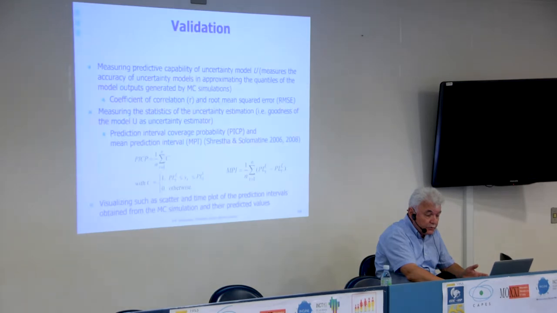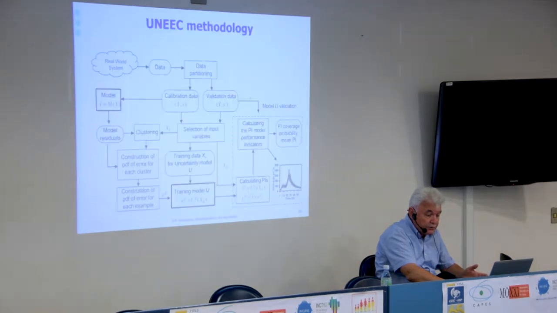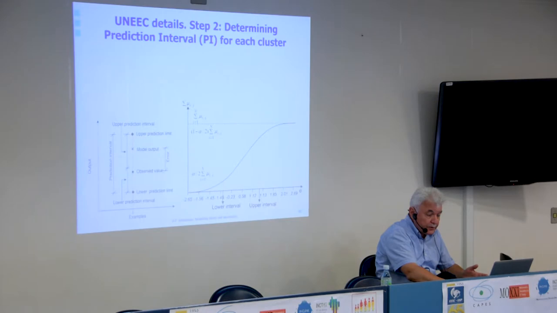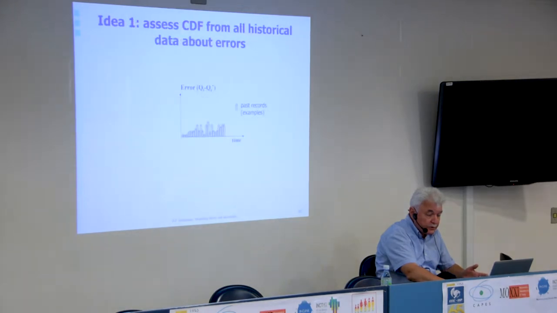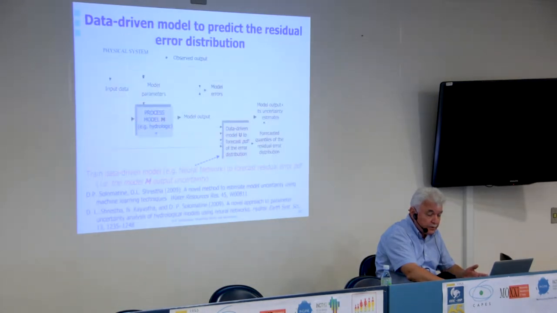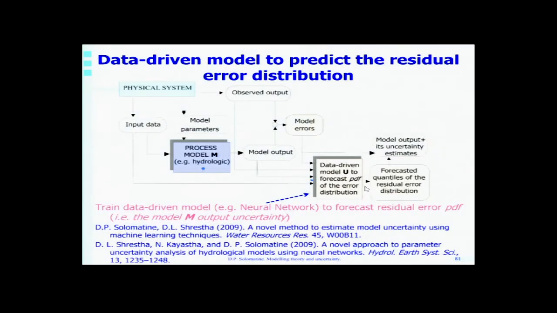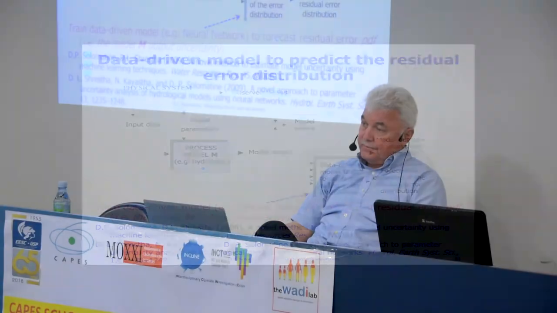I want to go back to predictive models of uncertainty because it's nice to reflect on this figure. So we then develop model U that predicts the uncertainty of the deterministic model output. And then we give the deterministic model output plus probabilistic estimates of the uncertainty.